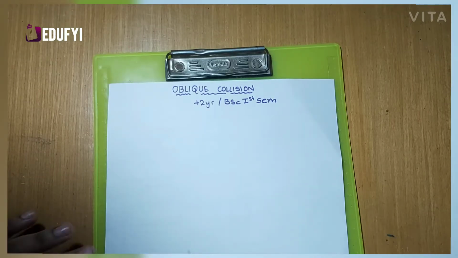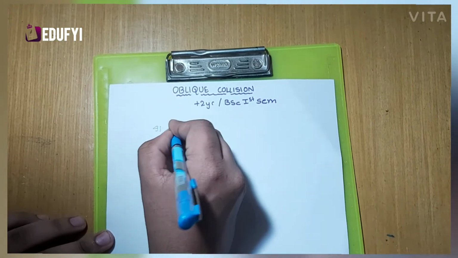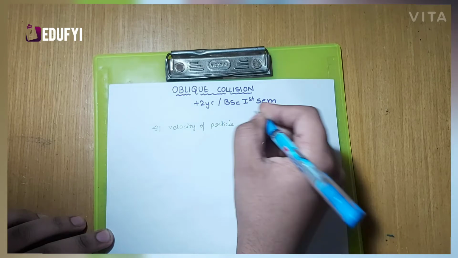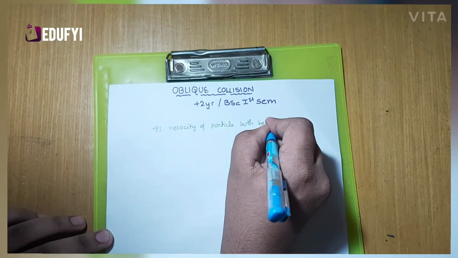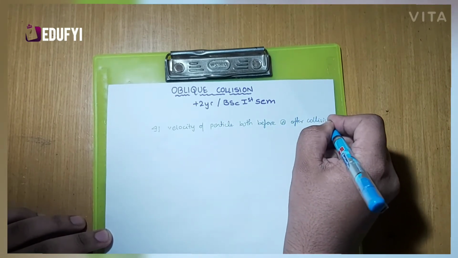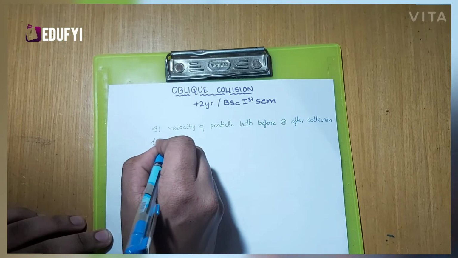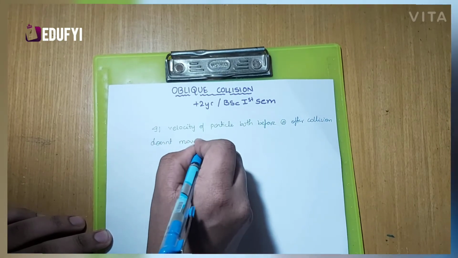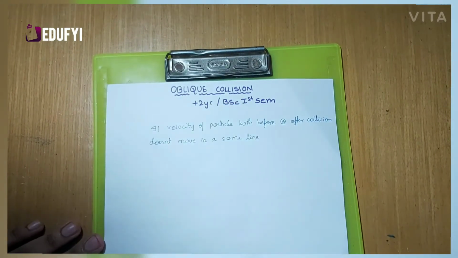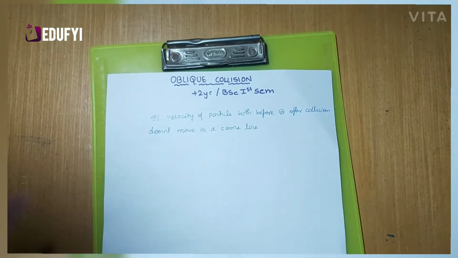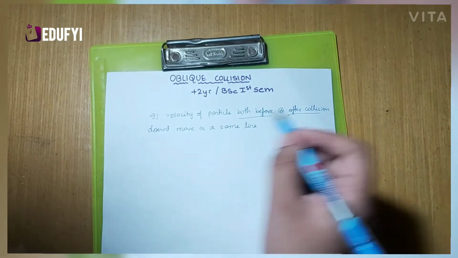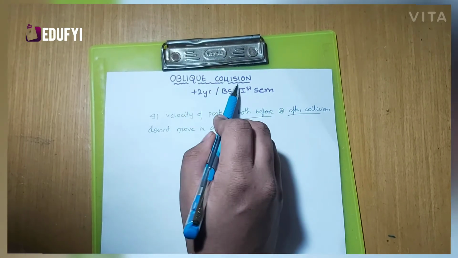So what is oblique collision? If the velocity of a particle, both before or after collision, doesn't move in the same line, then it is called oblique collision. It is simple. If the velocity of a particle both before collision and after collision doesn't move in the same line, then it is called oblique collision.